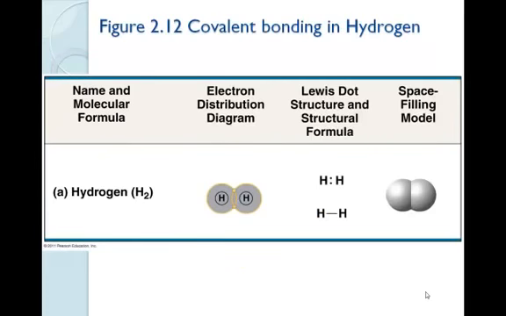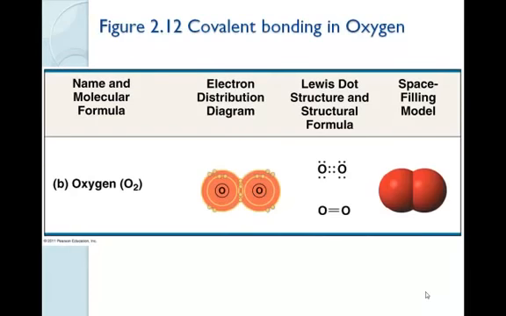This figure shows several ways to represent a molecule of hydrogen, or H2. It can be represented with its electron distribution diagram, as a Lewis dot structure, as a structural formula, or as a space-filling model. The most common form that we will see in our diagrams is the structural formula, which represents the shared electron pairs as a single line between the hydrogen atoms.